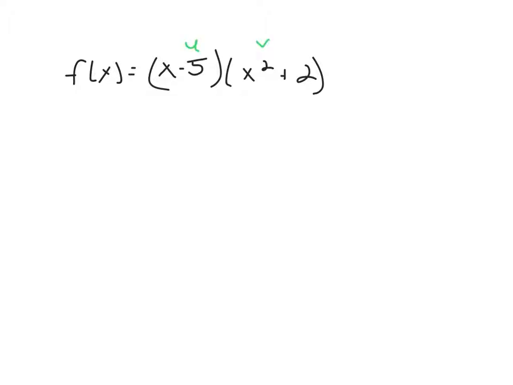So function this time, we're going to go with f of x equals quantity x minus 5 times quantity x squared plus 2. And we're going to call the first one my u, and the second one my v function, or f and g is fine as well. And let's go ahead and apply our product rule.